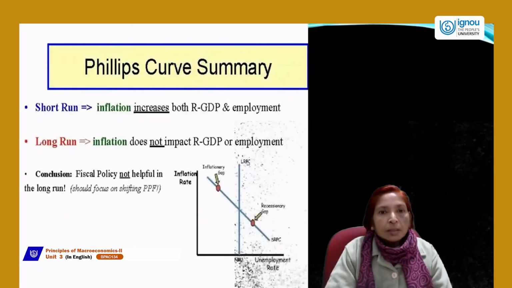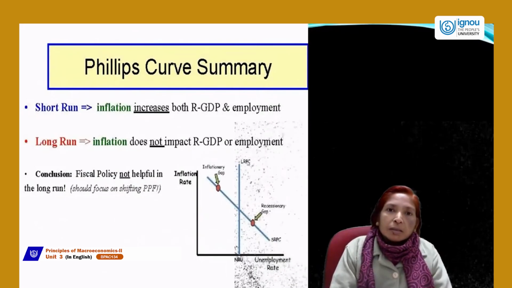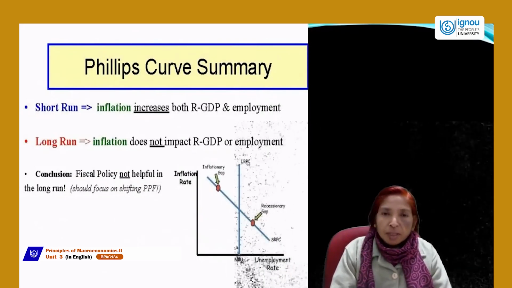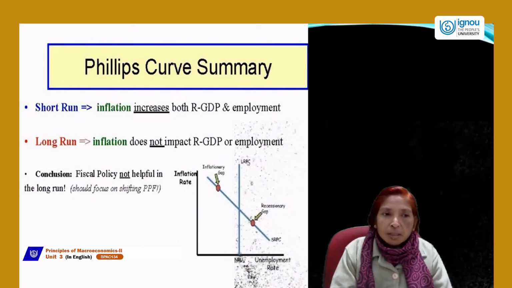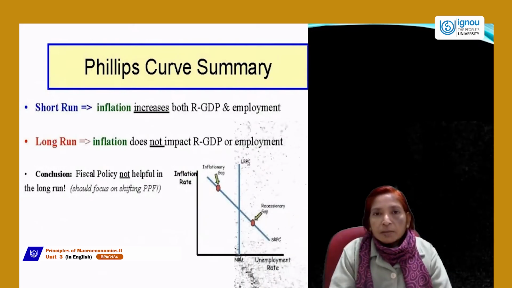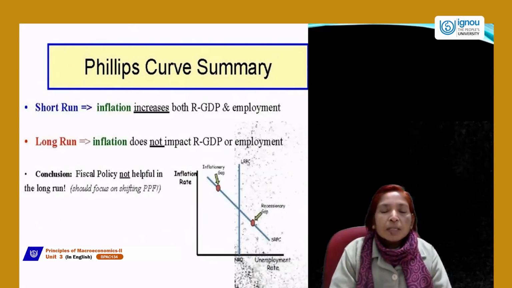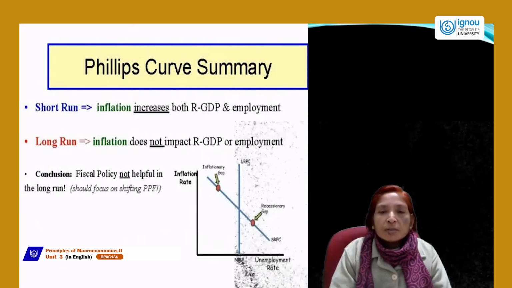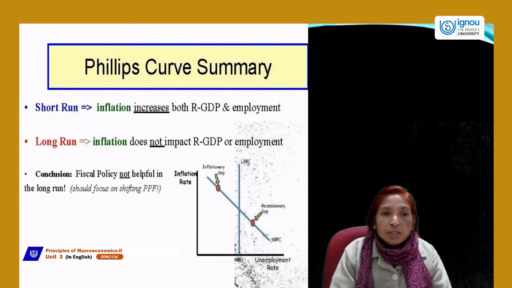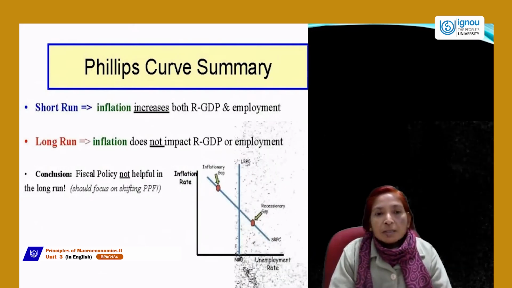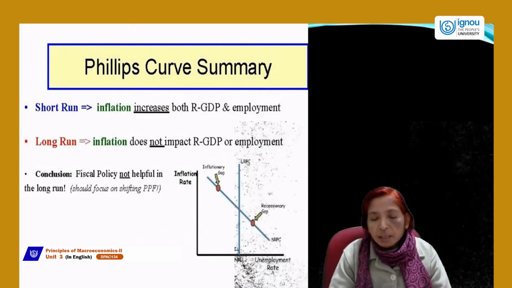Next is the Phillips curve summary. Here we have discussed the short run Phillips curve and the long run Phillips curve. In the short run, when inflation increases, output level will also rise and employment opportunities will also be generated. But in the long run, if inflation increases, it does not have any impact on output level or employment level.